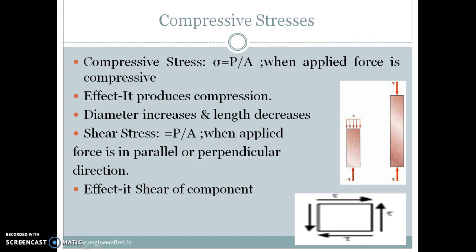Now, the third one is the shear stress. It can be defined as resistive force upon cross-sectional area, but now the applied force is in a parallel or perpendicular direction. It has been shown in the figure. Shear stress is denoted by letter tau. The components which fail in shear are called components subject to shear failure, and the common examples are these.